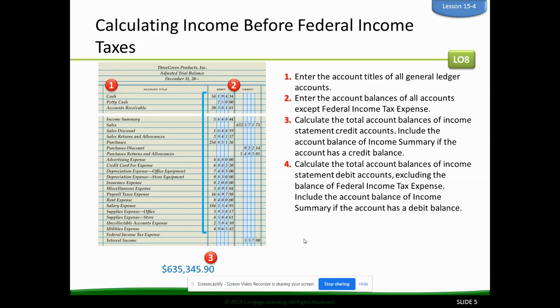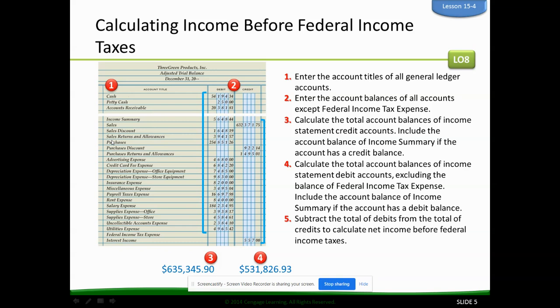And then we're going to calculate the total account balances of income statement debit accounts, excluding the balance of federal income tax expense. We will include the account balance of income summary if it has a debit balance. And then we subtract the total of the debits from the total of the credits to calculate net income.